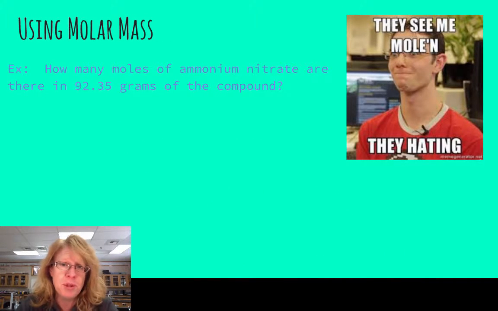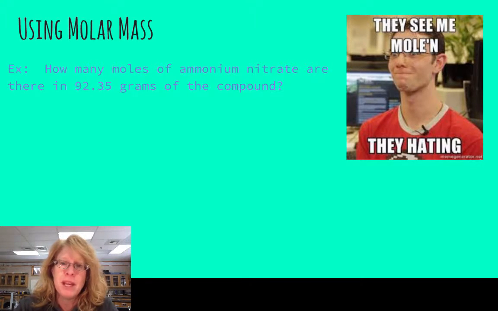Now we can do conversions from molar mass. Now that you know how to calculate the molar mass of compounds, these problems are very similar to the ones in the previous lesson, where we're simply converting from grams to moles or moles to grams. It's just that our molar mass is slightly larger. So here we go. How many moles of ammonium nitrate are there in 92.35 grams of ammonium nitrate?